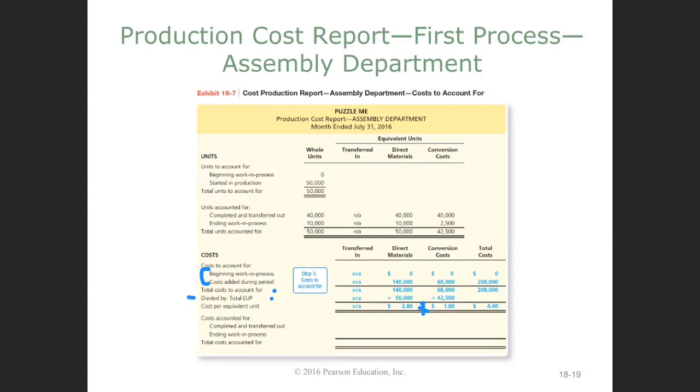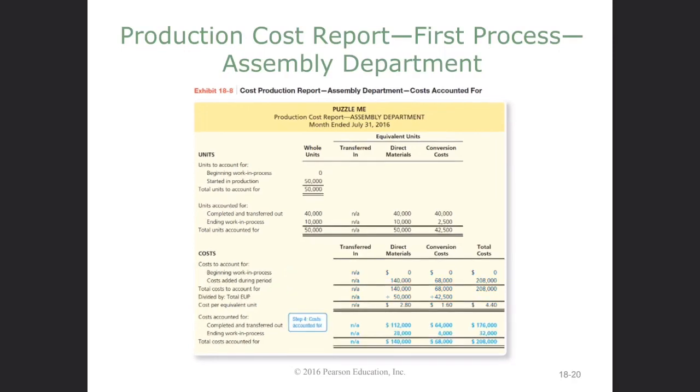That's a plus. And then for step 4, it's saying the cost accounted for. So now we're in cost accounted for. This was cost to account for, and now we're looking at costs that we have accounted for. In accounted for, this is where we're going to see our completed and transferred out.